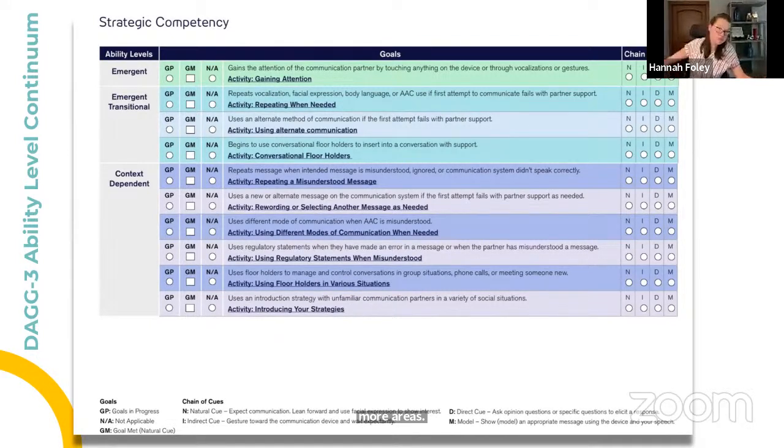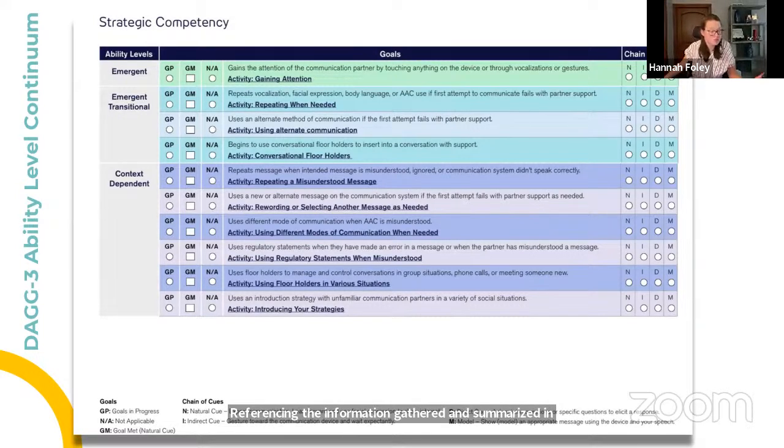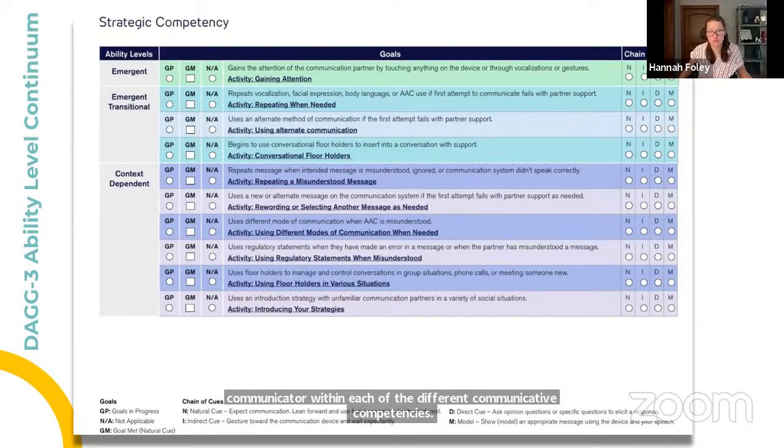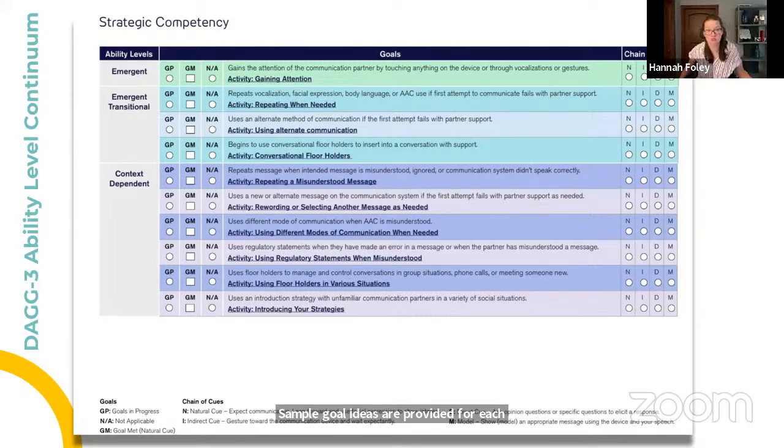Referencing the information gathered and summarized in the Ability Level Continuum Guide, we use that information to choose potential goals for the communicator within each of the different communicative competencies. Sample goal ideas are provided for each communicative competency, which are linguistic, operational, social, and strategic, and 4 different levels outlined in the Ability Level Continuum Guide. A chain of cues prompting hierarchy is also provided for each goal and level so that you can indicate which level of cueing the communicator currently needs.